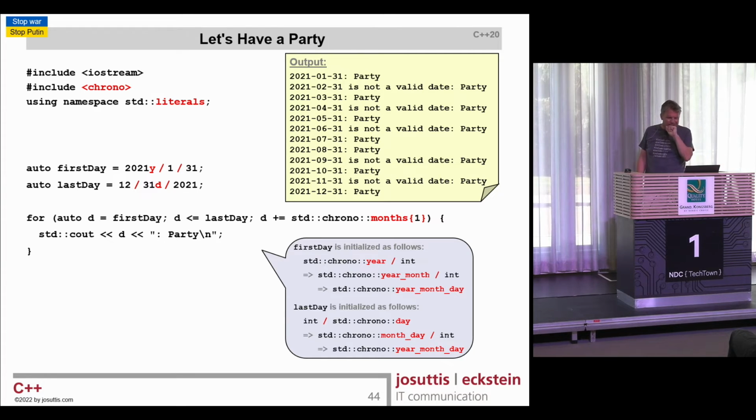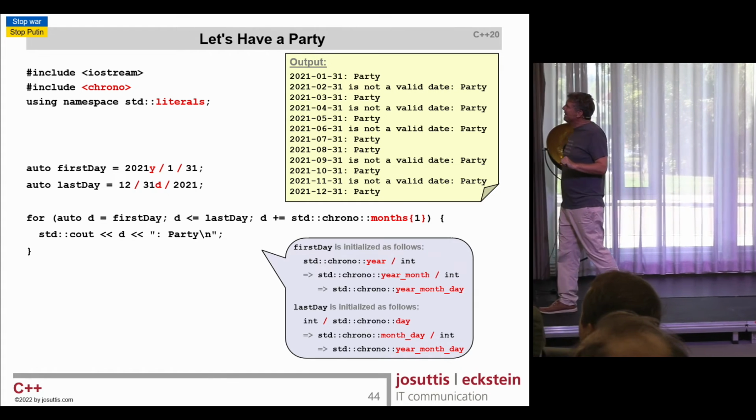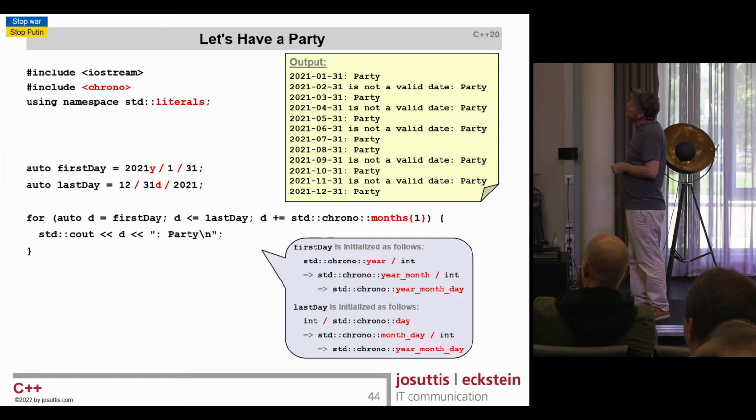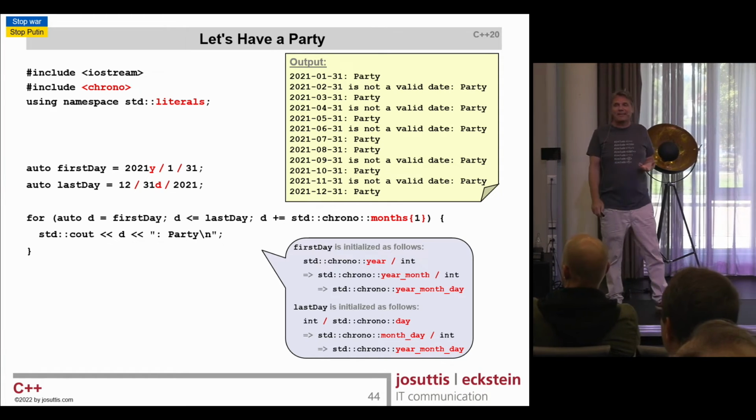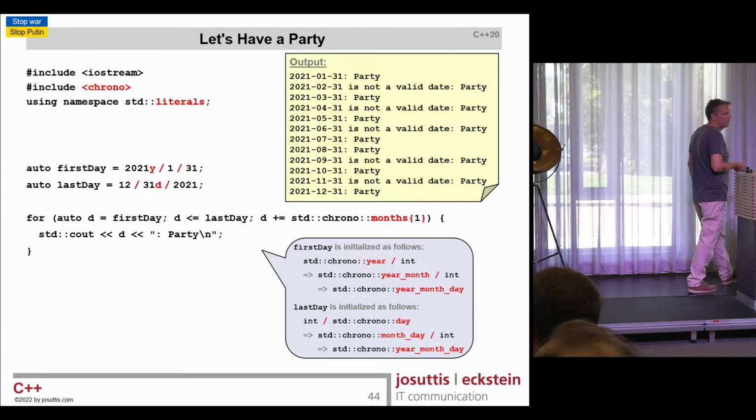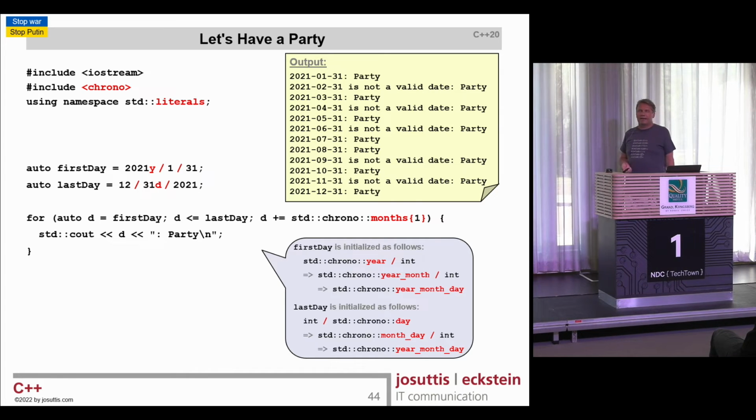Oh, this is the output. There's no party, because February 31st is not a valid date. We blindly increment the month. That's how, for year, month, day, adding a month works.